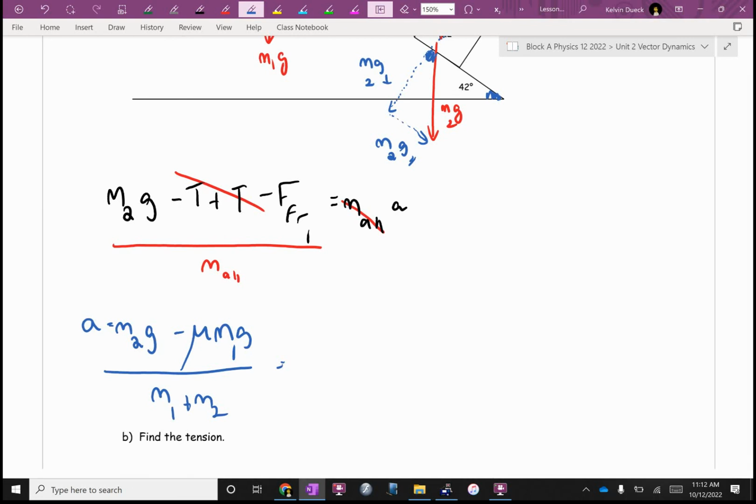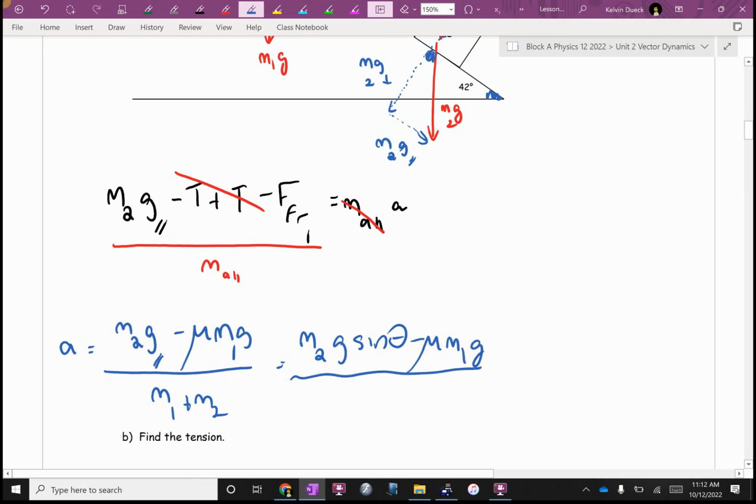Yeah. m2g parallel. That's what's down the ramp. Is that better? Okay. And up here should have been parallel, Mr. Dewick. Right? Two lines. So it's going to be m2g sine theta minus mu m1g all over m1 plus m2.